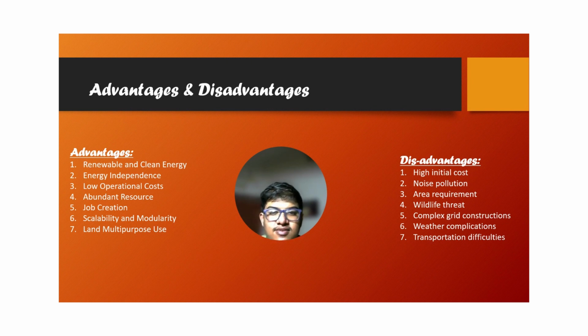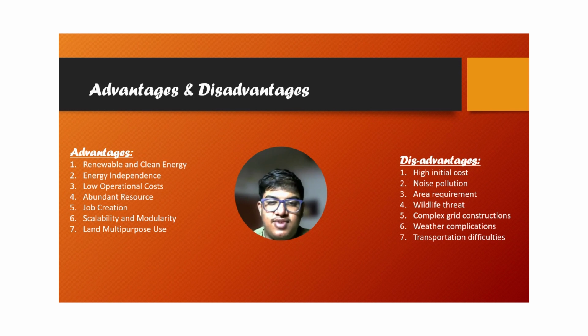Next, wildlife threat. They are a threat especially to birds, as the birds might hit the blades and it might cost their lives. Next is complex grid constructions. If you have a wind turbine set at your place, you might need to change a lot of connections at your house to the electrical grid, because it's a lot different and it functions very differently.